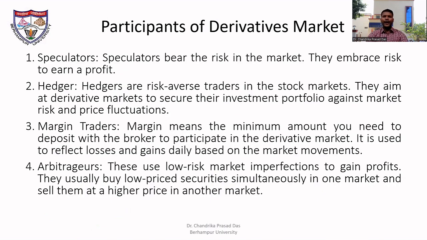There are four kinds of participants available in the derivative market. First is speculator. They are always ready to take the risk, and so they will get more return. Whenever you take more risk, there is a chance of more return. If a company has more beta value, it means there is a chance of high return, but also high risk.